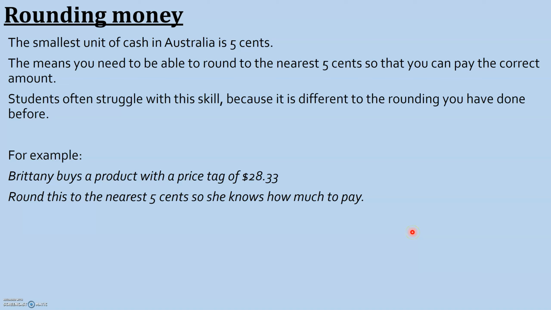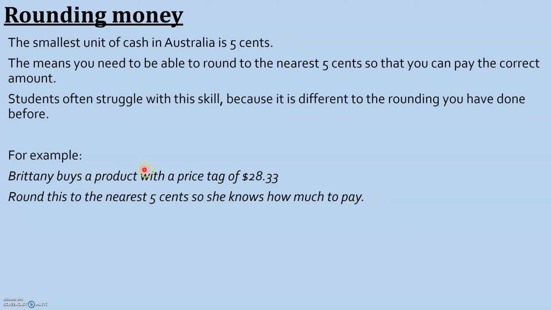Alright, so when you're rounding money, particularly in cash amounts, what we need to keep in mind is that the smallest amount of money you can pay someone in cash in Australia is 5 cents. It's a long time since we had 1 cent coins out there. So that means if you see an amount that's not in even 5 cents amounts, then you need to be able to round it so you know how to pay the correct amount. Now, students often find this a little bit confusing because the way you round these cash amounts is a little bit different to the way that you've maybe rounded decimals beforehand. And I'll explain what I mean by that.